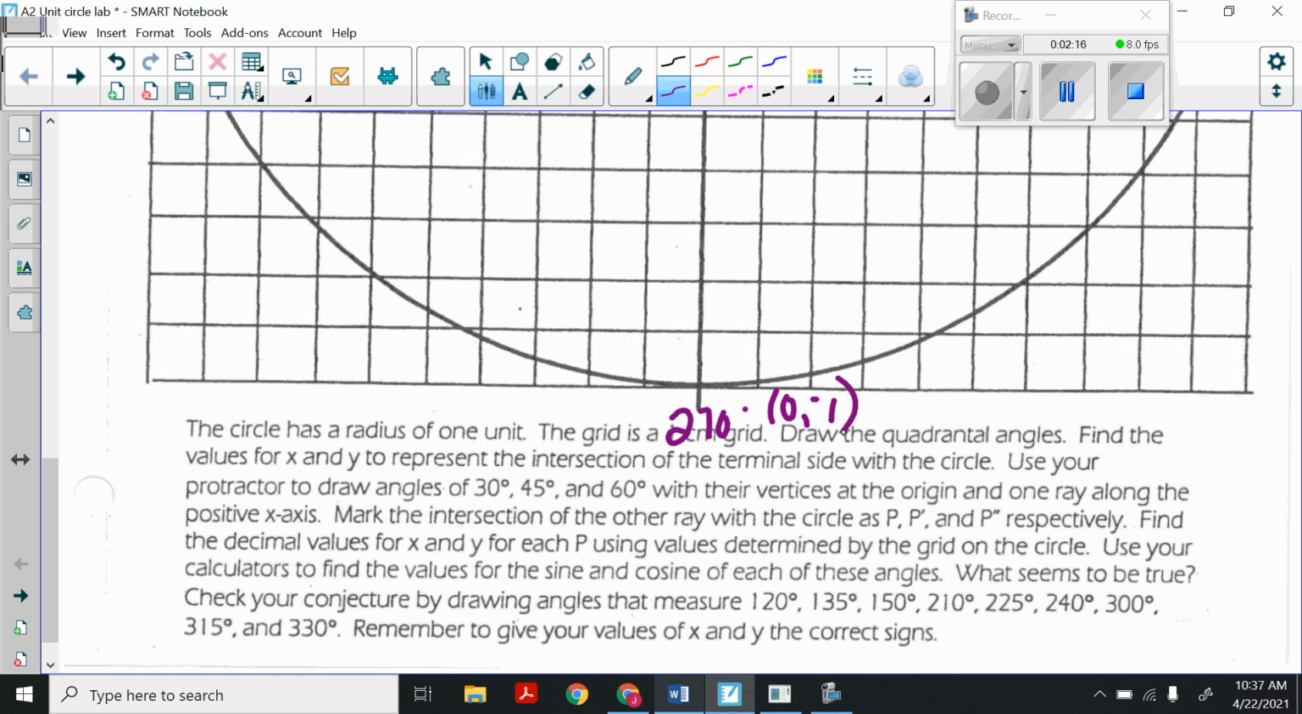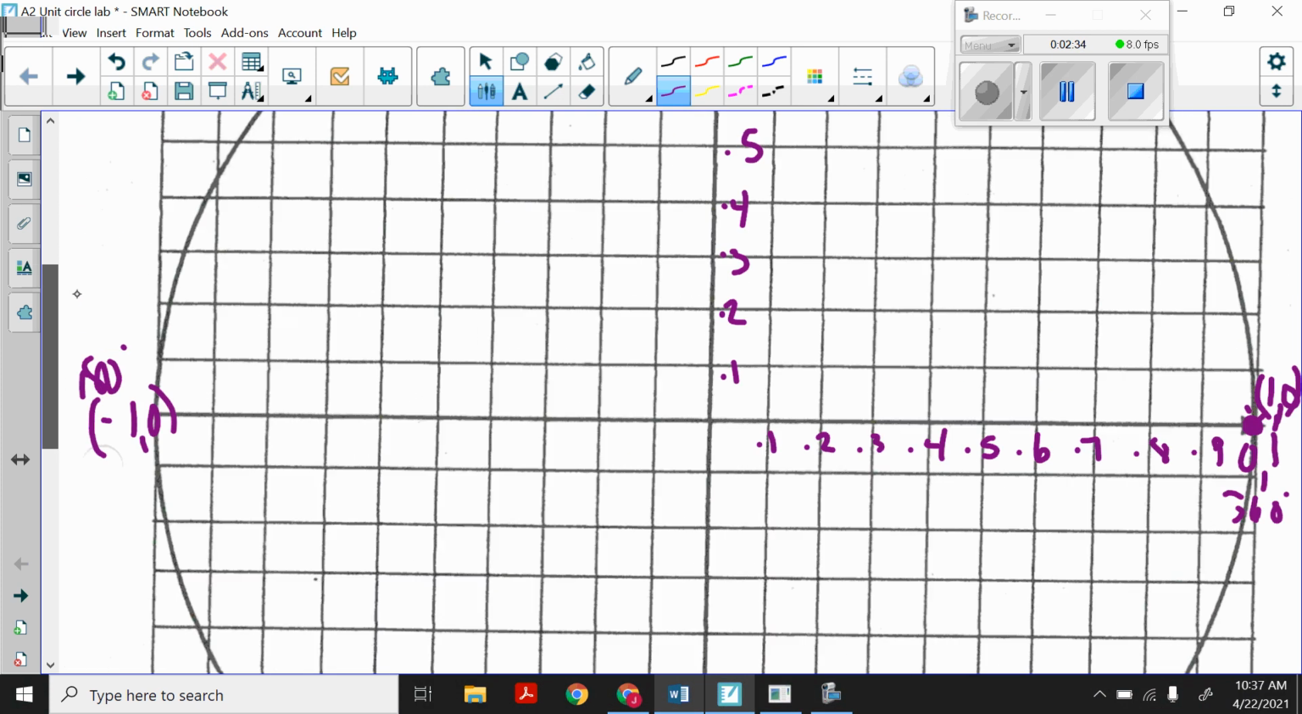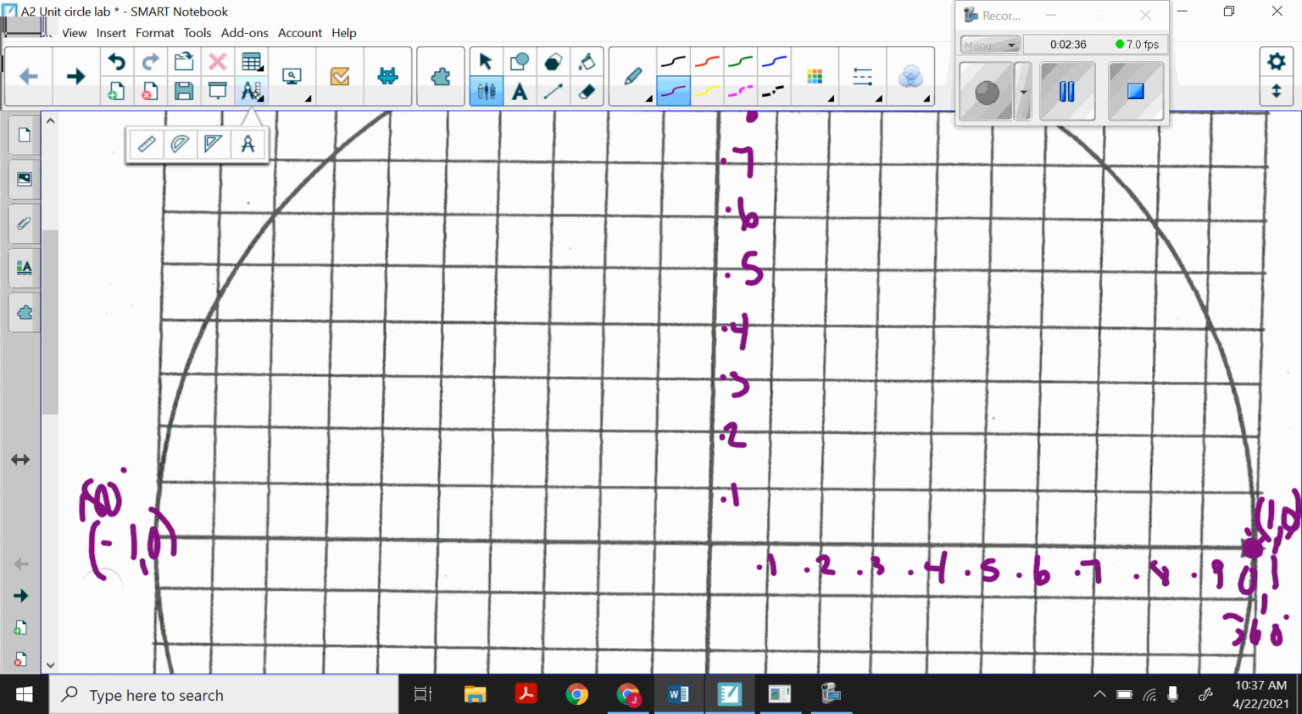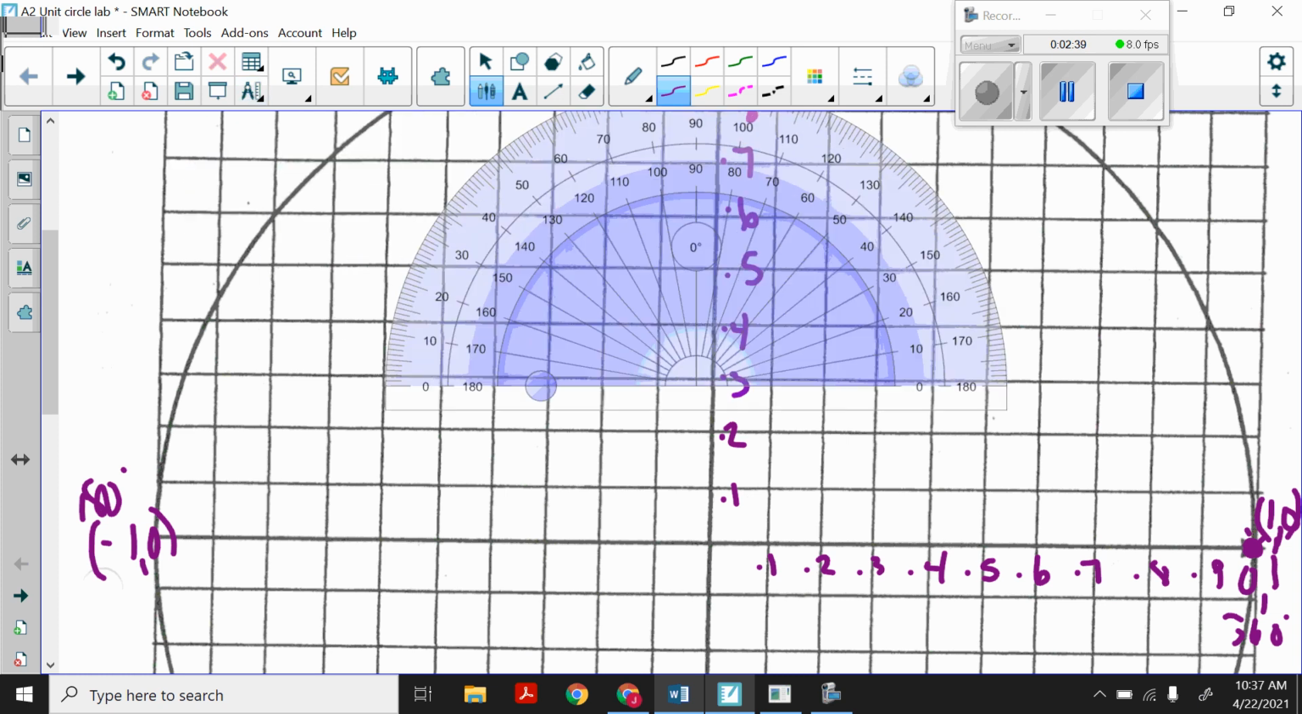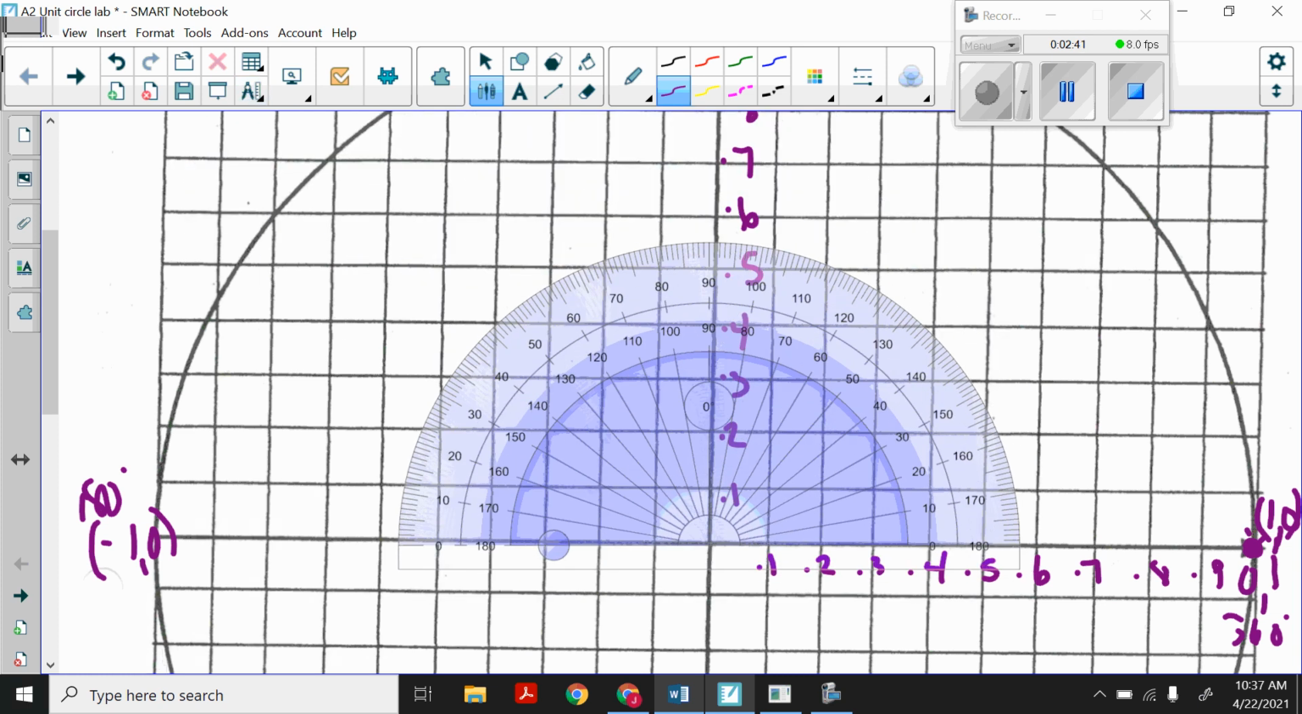Use your protractor to draw angles 30 degrees, 45 degrees, and 60 degrees with their vertices at the origin and one ray along the positive x-axis. Mark the intersection of the other ray with the circle as P, P prime, P double prime, respectively. Okay, so let's first do that. So we need to get a protractor out. So our protractor, and again, we're going to set the center at 0, 0, line up my 0 here, and so then I see that this is my 30-degree mark.